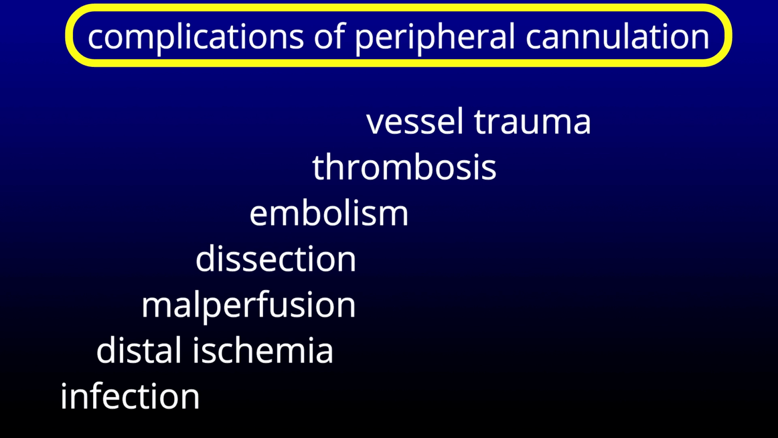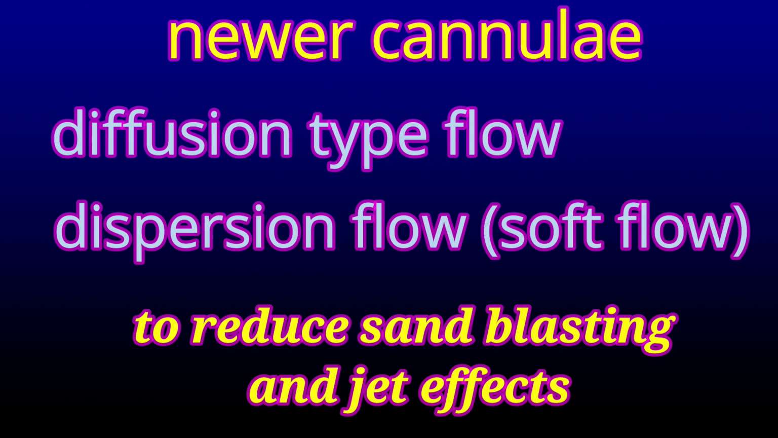Now coming to the newer cannulae. All the cannulae which we described till now are giving jet flow. But the newer cannulae are designed in such a way that they will give you diffusion type of flow and some are giving dispersion type of flow as well, all meant to reduce the sandblasting and jet effect of a well-edged cannula or an end hole cannula. The problem here is they are a bit difficult to use and may produce a bigger hole in the ascending aorta.